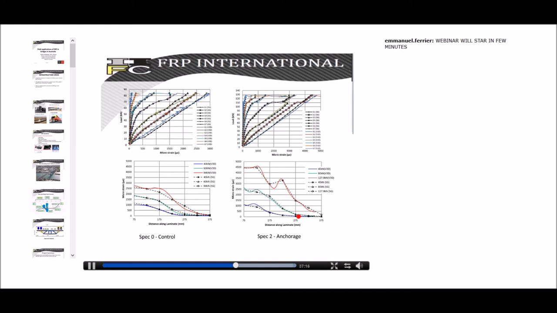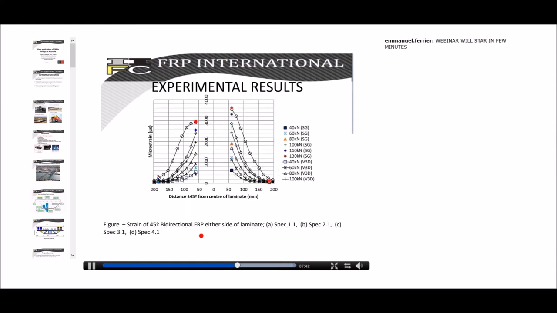We looked at the strain distributions along the ends. By the way, these strain distributions were measured with strain gauges as well as the image correlation photogrammetry. And the correlation was fantastic. We are very comfortable now in using the image correlation photogrammetry and reducing the number of strain gauges that we put in our testing. Again, here are some of the experimental results about the distribution in the bidirectional fabric.